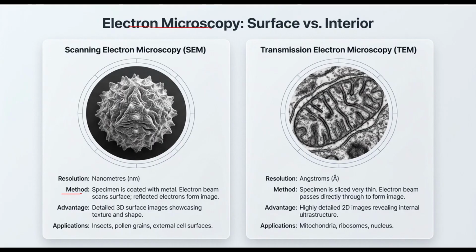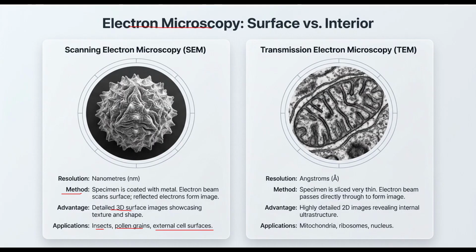Reflected electrons generate a highly detailed three-dimensional image of the specimen's surface. So here we will get a 3D image. Okay, so what are the applications? We can see insects, pollen grains, external cell surfaces, etc.